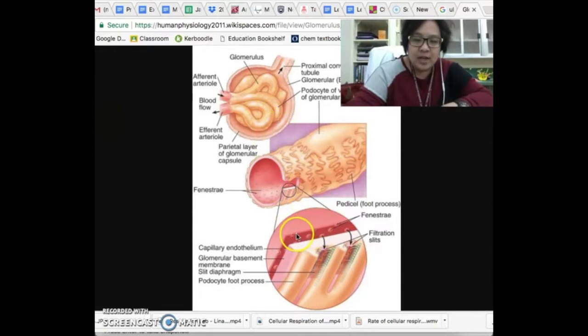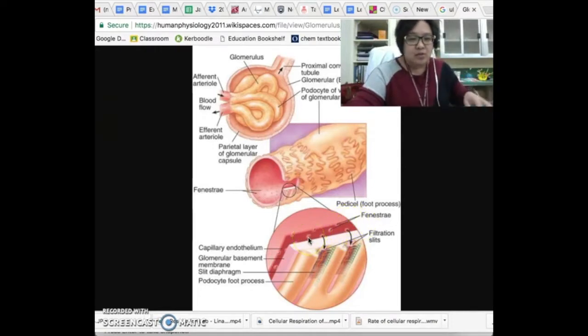First of all, the endothelium of the capillaries have fenestrations, those holes. So everything else can pass through except your red blood cells. They're too big to pass through the capillary endothelium.